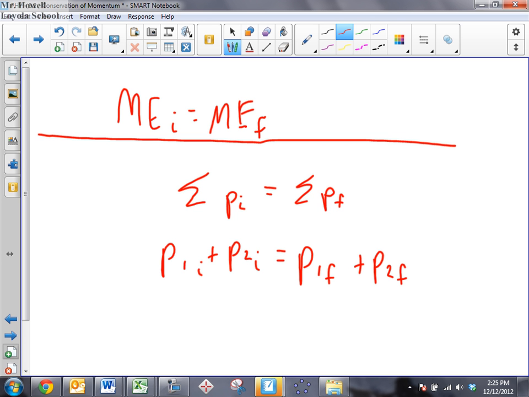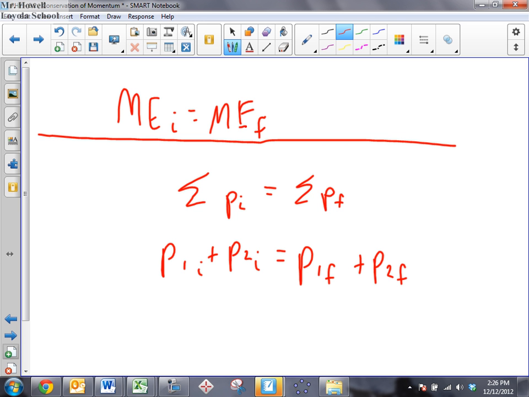This here, P1I, means the momentum of object 1 initially. P2I is the momentum of object 2 initially. If it helps, can we spell out 1? Sure, it helps you absolutely. So you don't see the I and the 1 looking similar, that's fine.